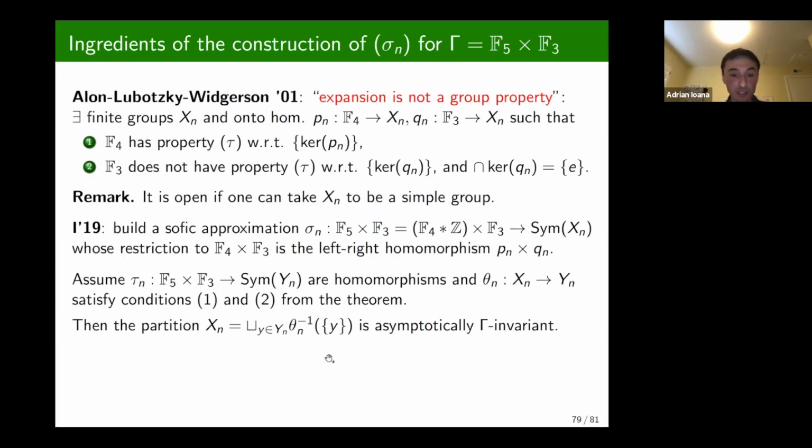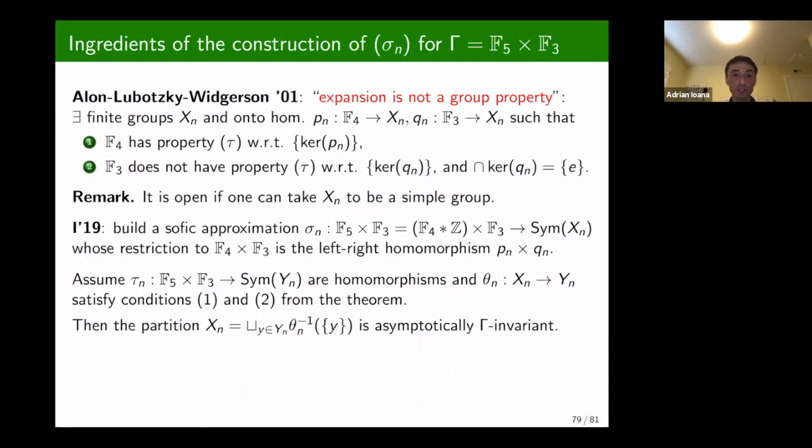So the observation is that if you have such a factor map, when you look at Yn, the partition of Yn into sets with one element is a partition that's almost gamma invariant. It's obvious because gamma acts by permutations. When you lift this up to Xn, you get the partition of Xn into the pre-images of points in Yn. Because of the almost equivariance of theta n, this will be asymptotically gamma invariant. I'm not defining what this means, but you can imagine what it means for a partition of a set to be almost invariant under an action.